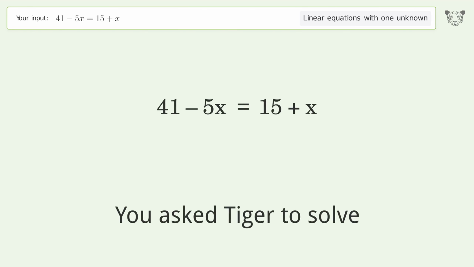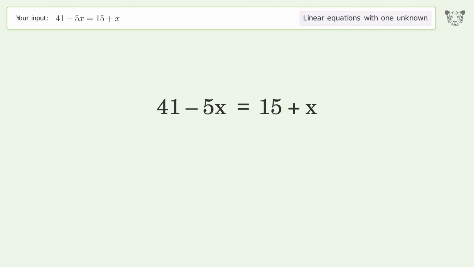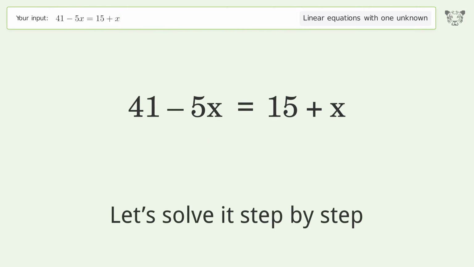You ask Tiger to solve. This deals with linear equations with one unknown. The final result is x equals 13 over 3. Let's solve it step by step.